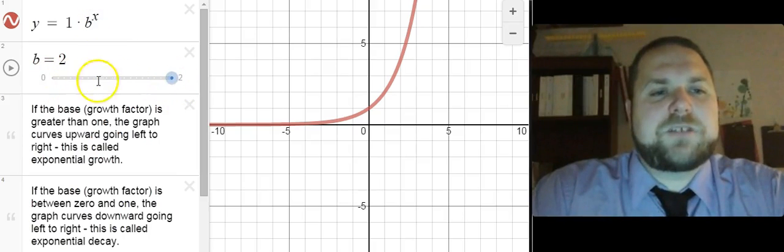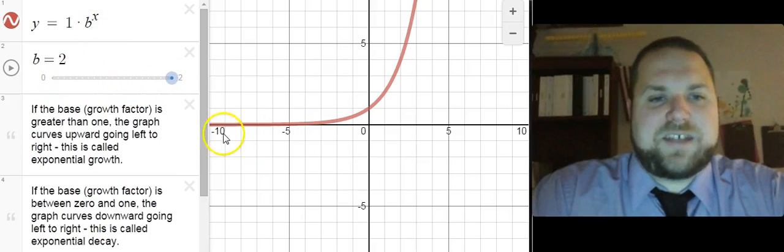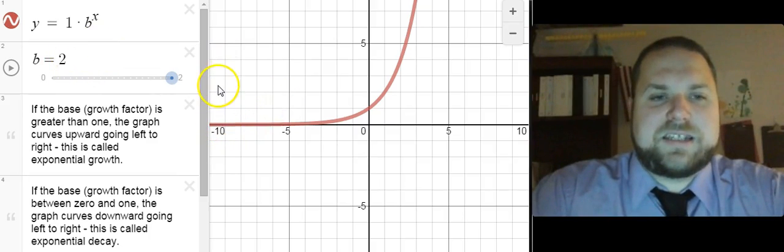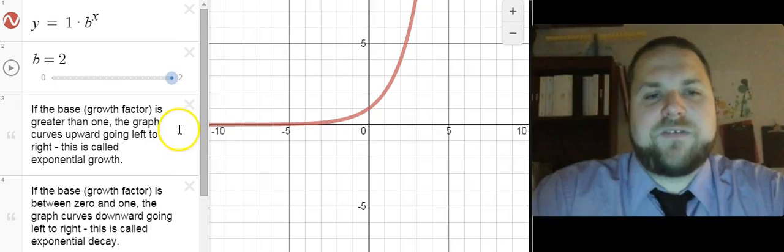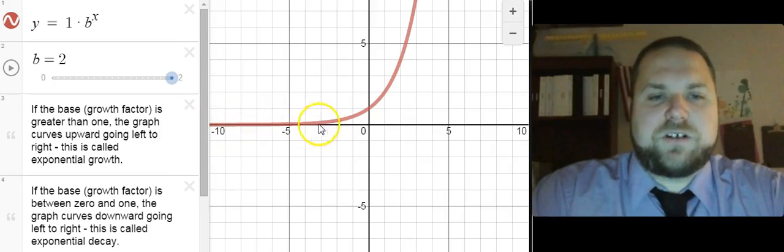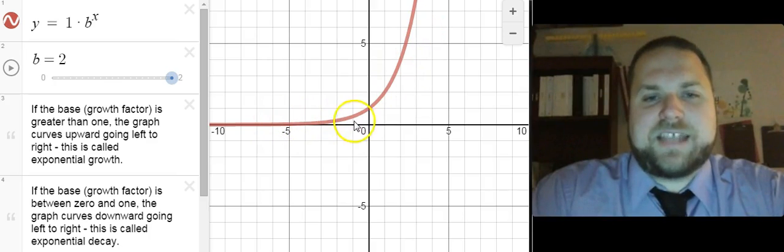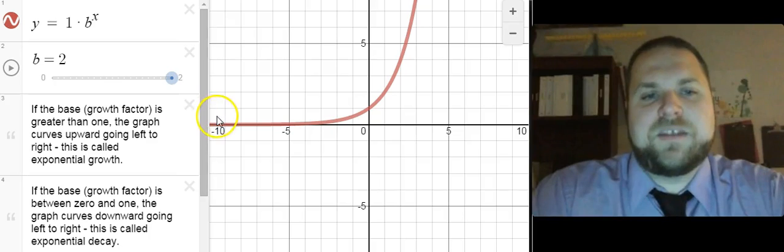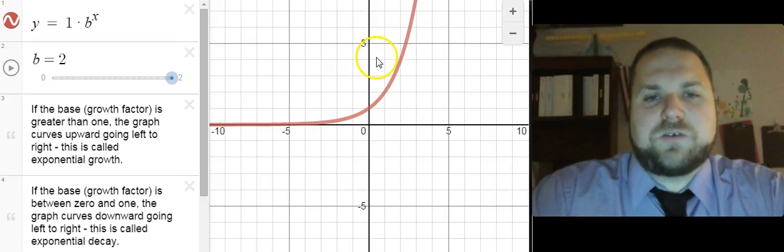And what we're going to do is change the base and see how this affects the graph. So right now when the base is 2, we can see that as we go left to right on this graph, the exponential function curves upward. And so it's getting bigger as the x values get bigger, that is, as they go towards positive infinity. So as we move to the right, the function is getting bigger. This is a situation called exponential growth.